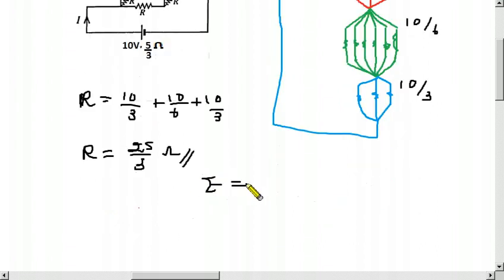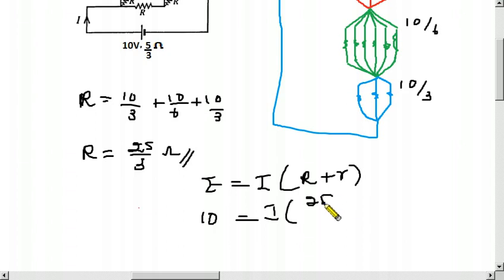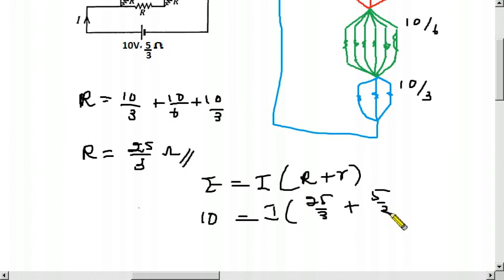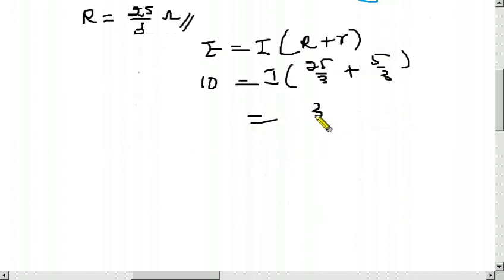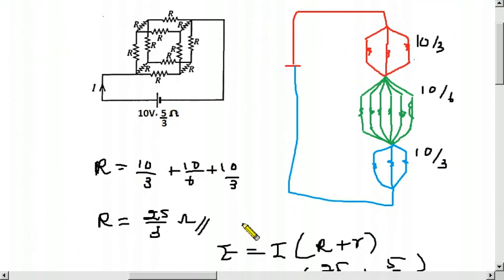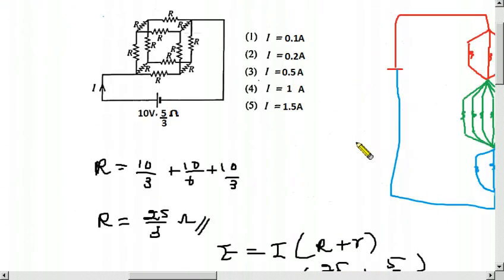So E equals I times in brackets R plus r. This one is 10, I we don't know, 25 by 3 plus the internal resistance r is 5 by 3. So altogether here 30 by 3, I times 10. So you get 1 ampere. So the answer is 1 ampere. I haven't copied the answers, but it doesn't matter, now I can do it. So the answer is 1 ampere, the fourth one.